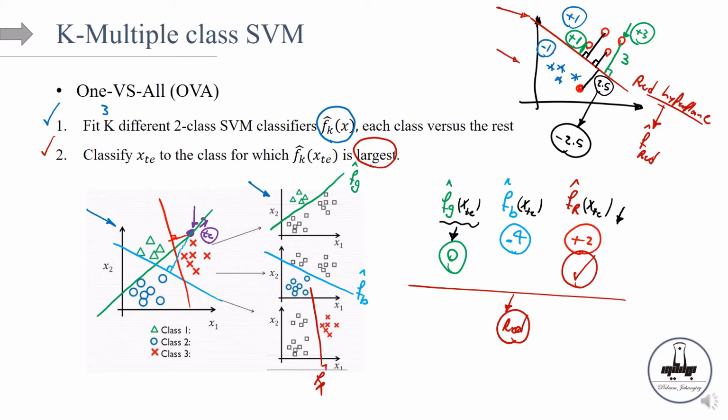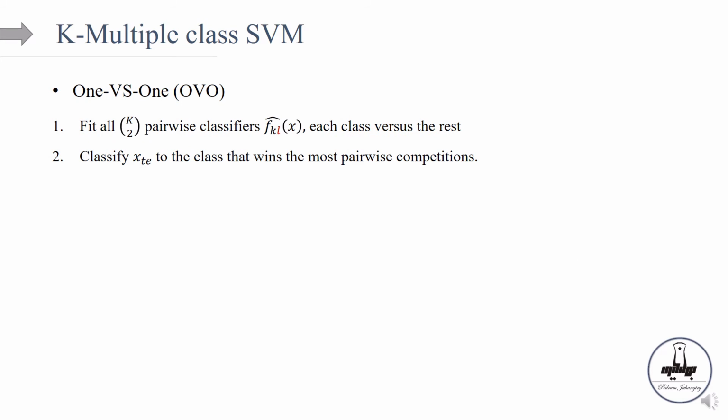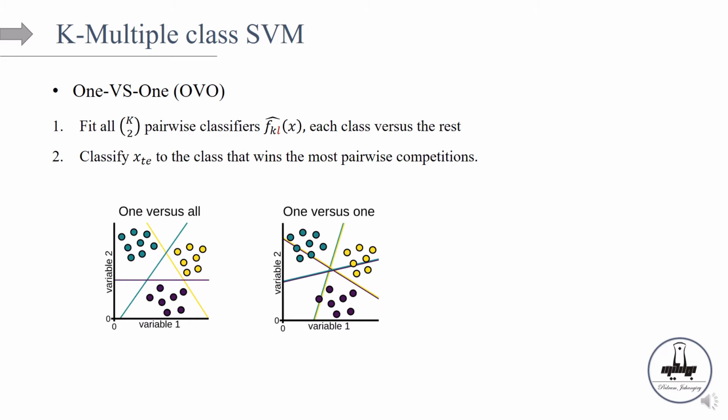class classification. The next method is called OVO, or one versus one. So the idea of OVO is very simple. We have already covered one versus all. Now let's talk about one versus one. So let's go over the steps. We're going to fit all of the pairwise classifiers. So if I have 3 classes, we're going to have 2 out of 3 combinations. Basically 3 combinations between 3 classes, right?